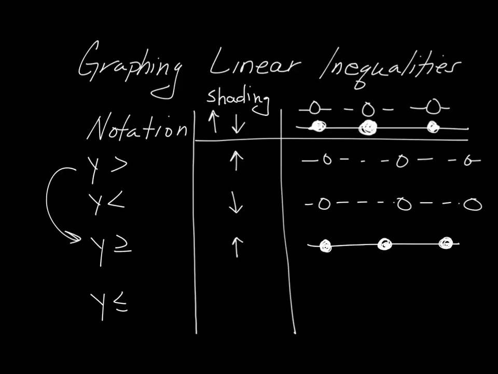The one below it is a less than. If you notice, before when we had less than, same thing: the shading is going to be down from that line. So I know it's going to be shading down from that line, but because it's equal to, I also know that it's going to be a solid line.